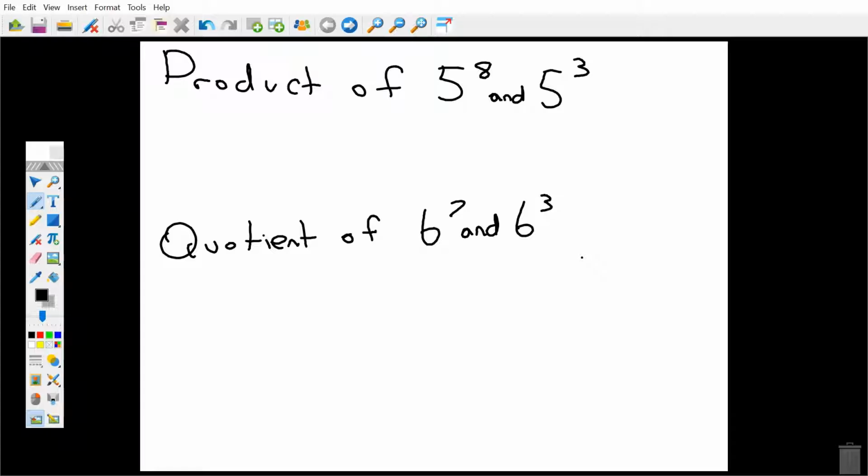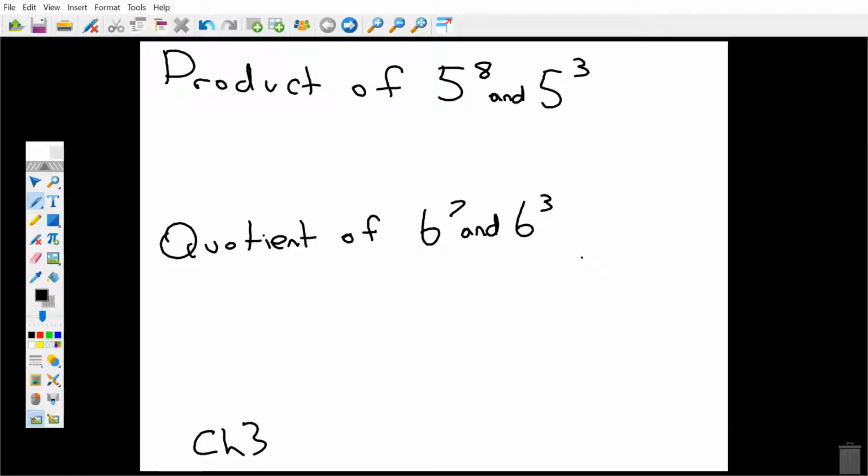Today we are going to be reviewing for Chapter 3. Let's begin. For the first two questions, I need you to give me the product of 5 to the power of 8 and 5 cubed, and the quotient of 6 to the power of 7 and 6 to the power of 3. You can give both your answers expressed as a single power. Please take a moment and try that.